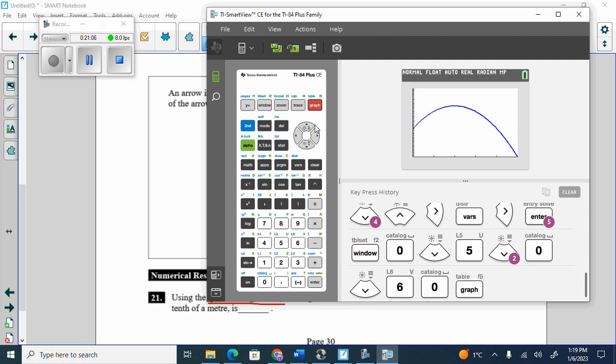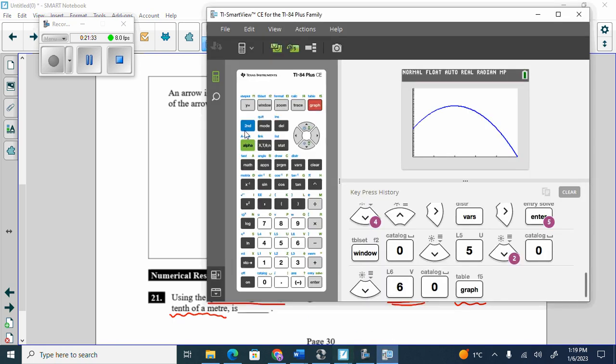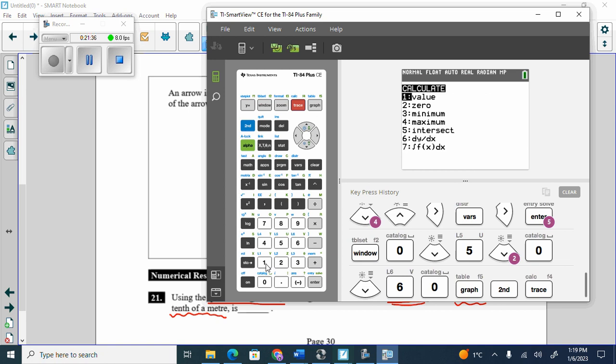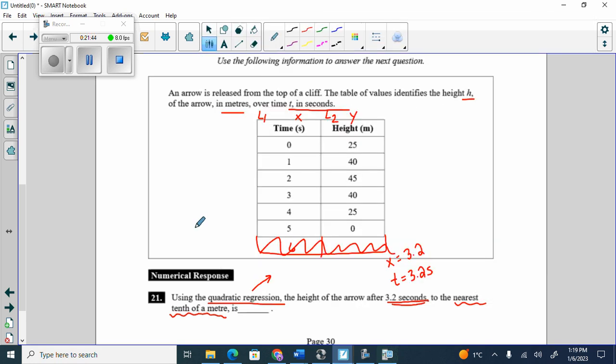Boom, there it is. Now, our question asks us, using the quadratic regression, the height of the arrow after 3.2 seconds. So they gave us time, which is 3.2 seconds. Now, if we don't remember, we go back up to our chart. Oh, time is x. So they gave us x equals 3.2. And they want it to the nearest tenth of a meter, so one decimal place. So I'm given x. When I'm given x, I can find y by going second, trace, value, 3.2. And I get 37.8. It is to the nearest tenth.